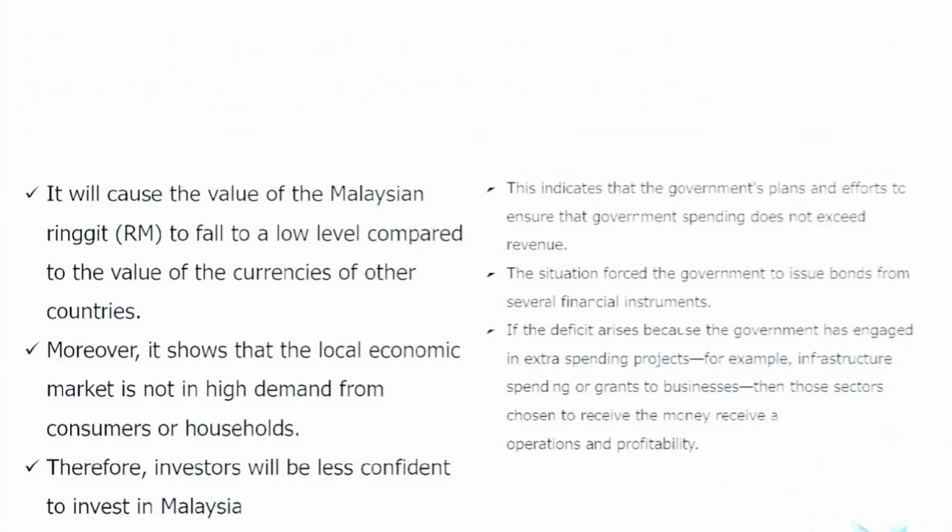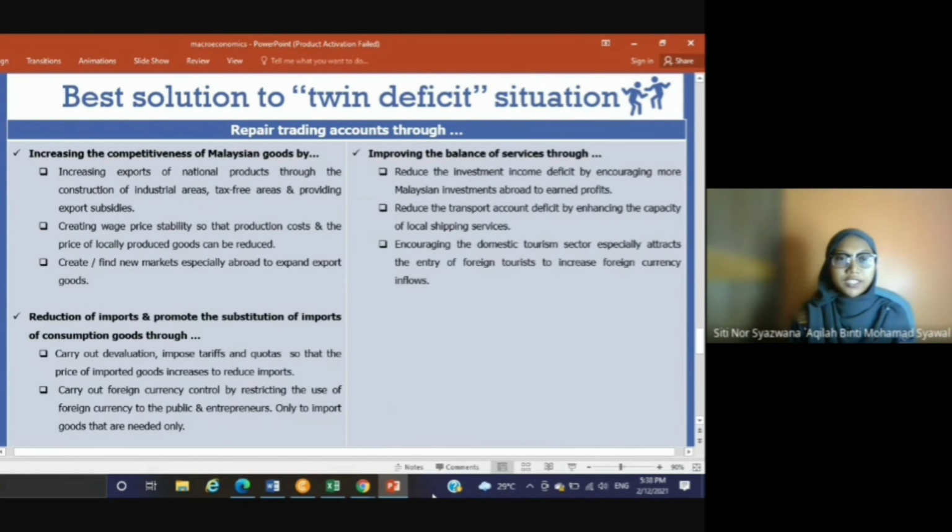Thank you. I will explain question 3, which is the best solution to the twin deficit situation. To solve the situation, the government can repair the trading accounts through three things, which are increasing the competitiveness of Malaysian goods, reduction of imports and promoting the substitution of imports of consumption goods, and improving the balance of services.